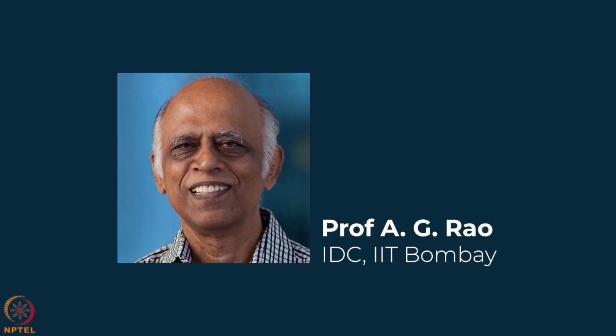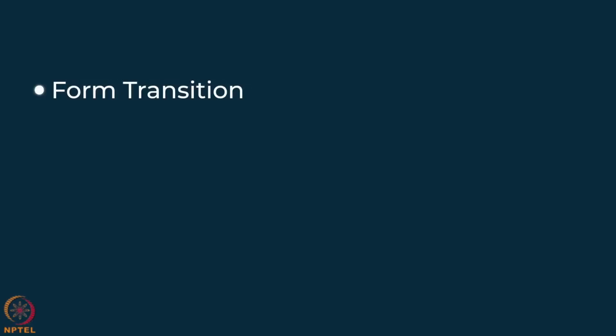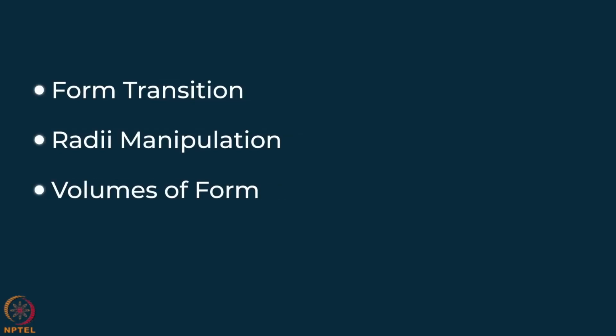The assignment called Metamorphosis of Form is an excellent assignment built by Professor A.G. Rao. Professor A.G. Rao was my teacher, and he had this wonderful assignment which as a student I did in 1988, where I made in 5 steps from E to elephant. This is a fabulous assignment because here the students learn form transition, they learn radial manipulation, they learn volumes of form, and also they learn evolution of form. So it's a wonderful assignment. All the things are combined together.